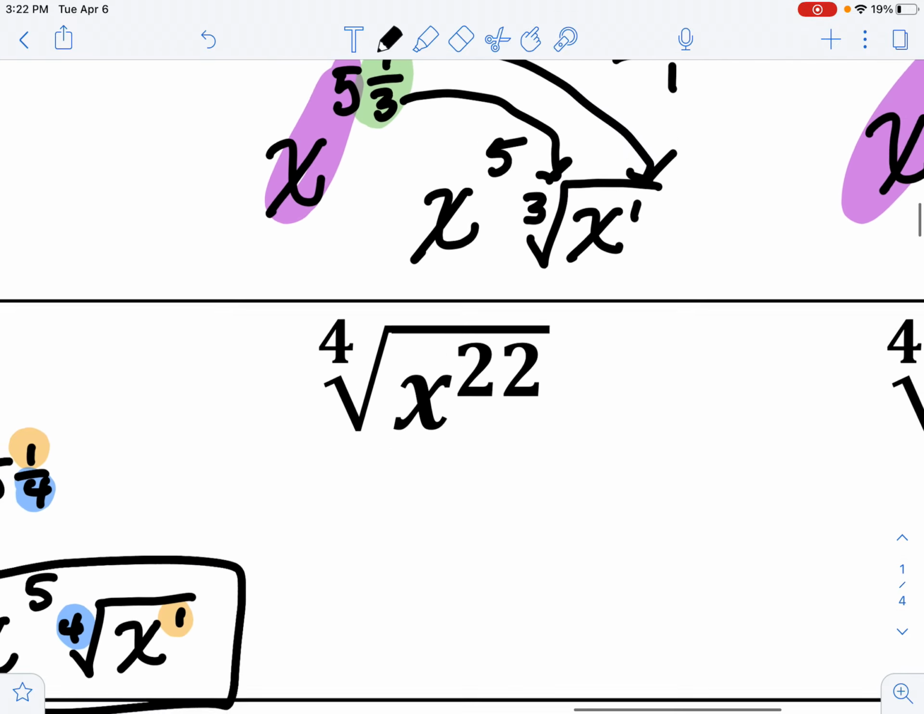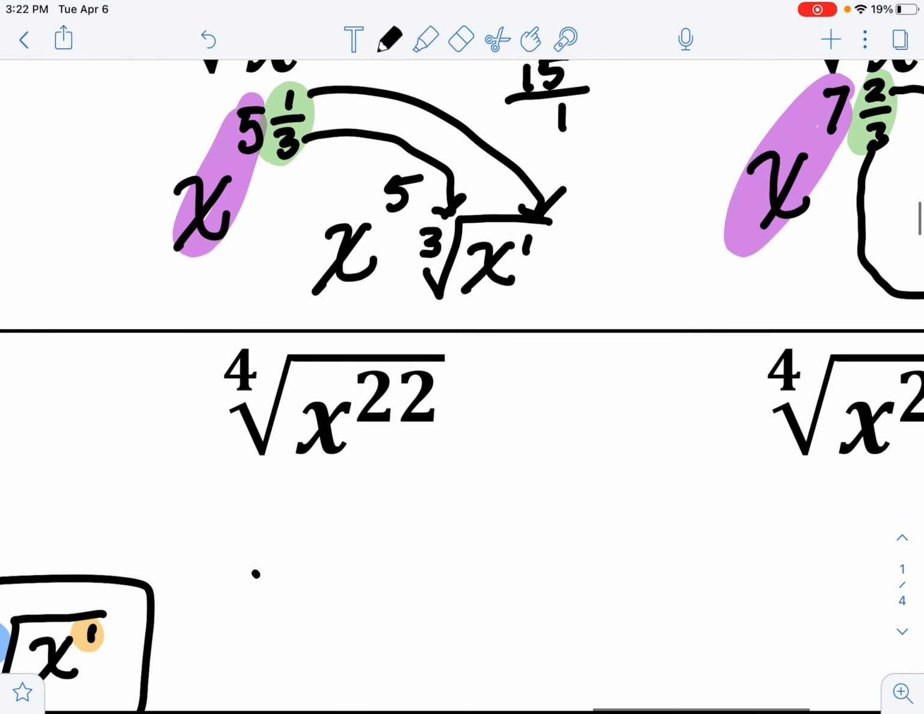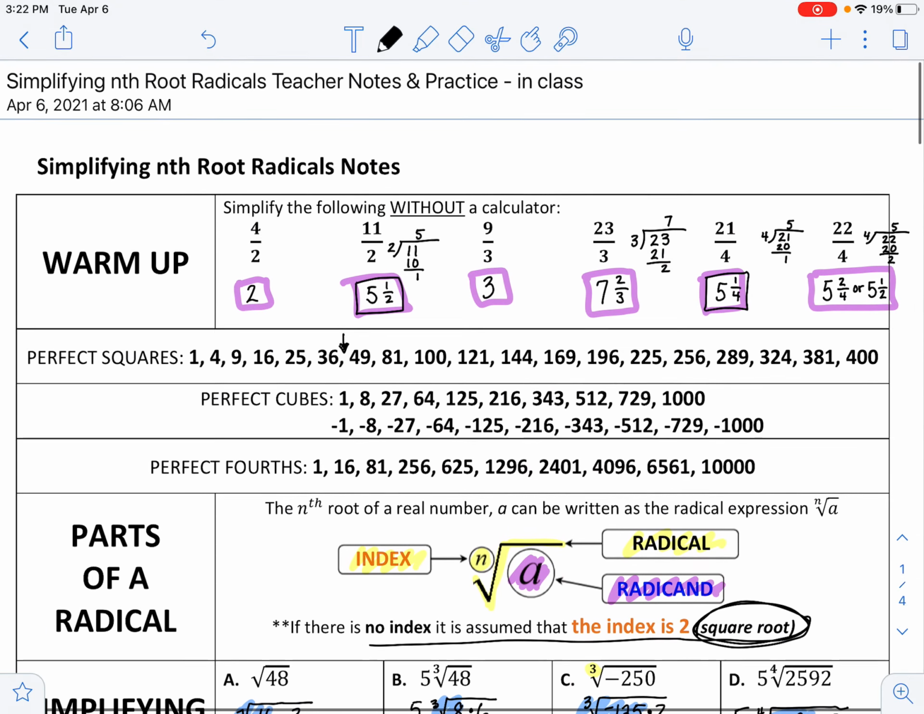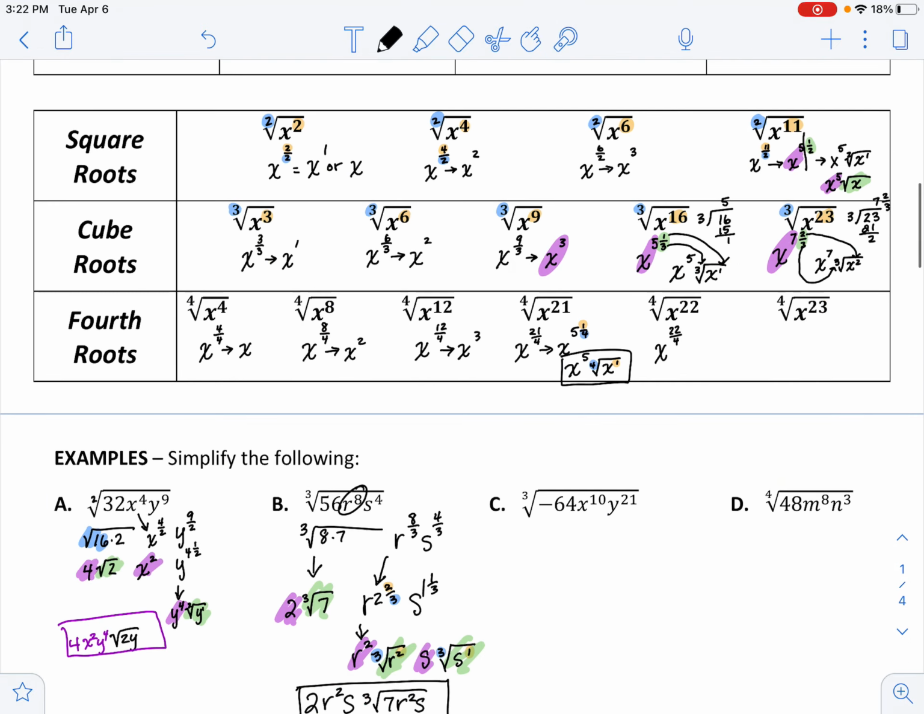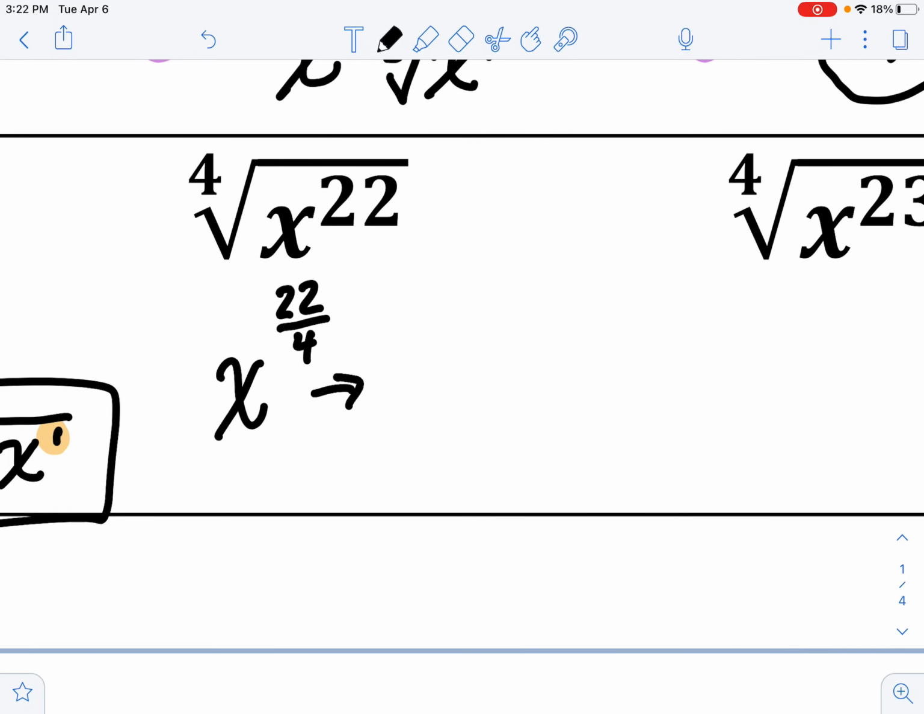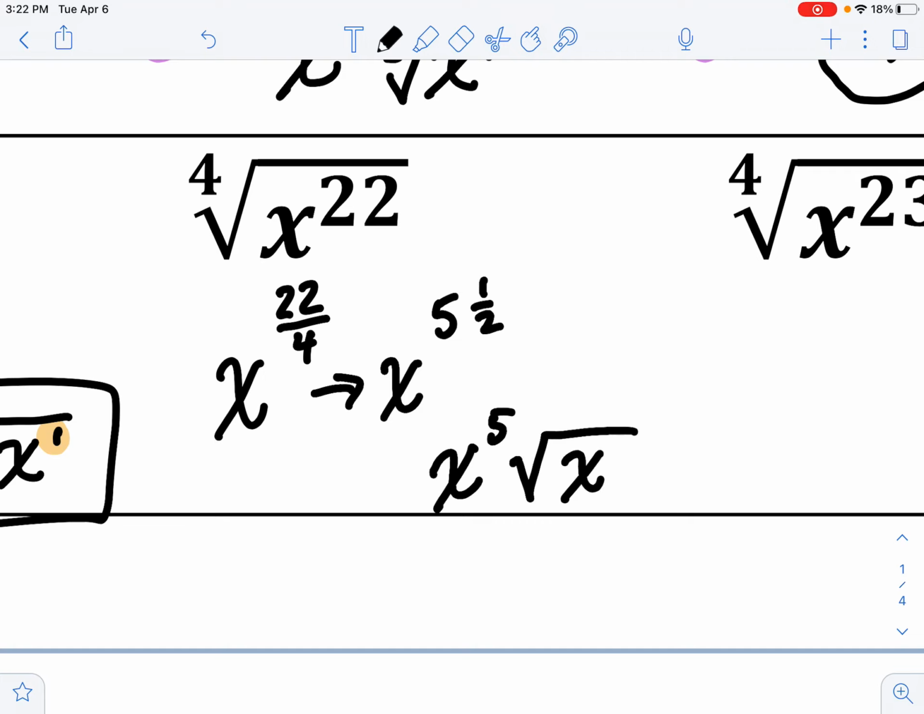All right, this one we already did up at the top too. So x to the 22/4, we did that up here in our warm-up. 22/4 equals 5 1/2, and you want to make sure you do 5 1/2. Don't do 5 2/4 because then it wouldn't be completely simplified. So we do x to the 5 1/2. So that's x to the 5th outside of the radical, and then a square root. So you don't have to put that 2 there. You can if you want, or you can leave that off. And then this would be square root of x to the 1st, which we don't have to necessarily write.